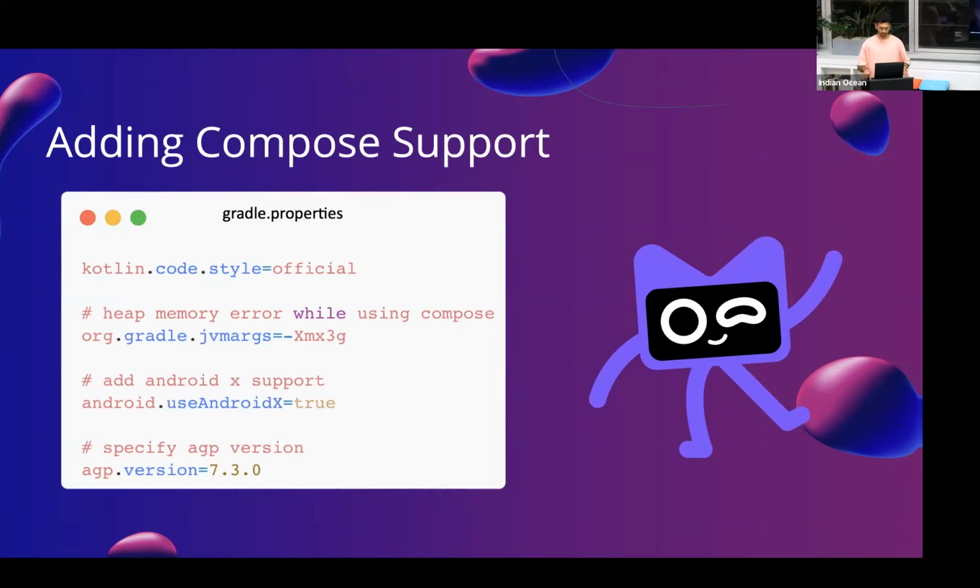But I just wanted to ask someone who is a senior developer or someone who is an experienced developer in Kotlin or Java, have they ever used this flag, which is org.gradle.jvmargs Xmx3g, and why it's used? They're not allowed to answer.